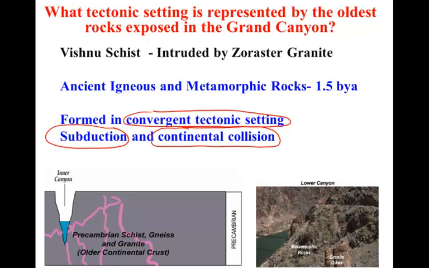So the Vishnu schist and the Zoraster granite represent a time when the Grand Canyon region was at a convergent plate boundary. Subduction followed by collision, forming high silica igneous rocks, and also resulting in metamorphism of those rocks, whatever rock existed there previously, into metamorphic rocks such as schist.